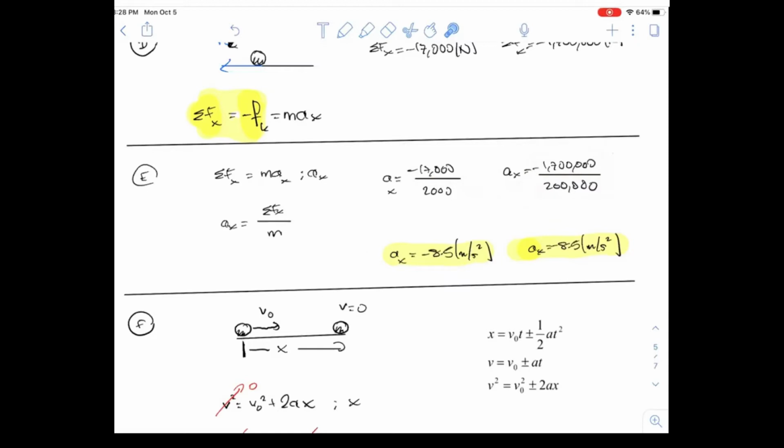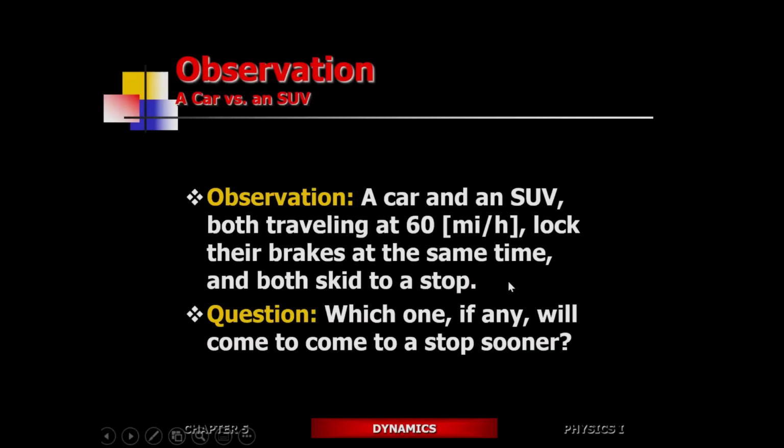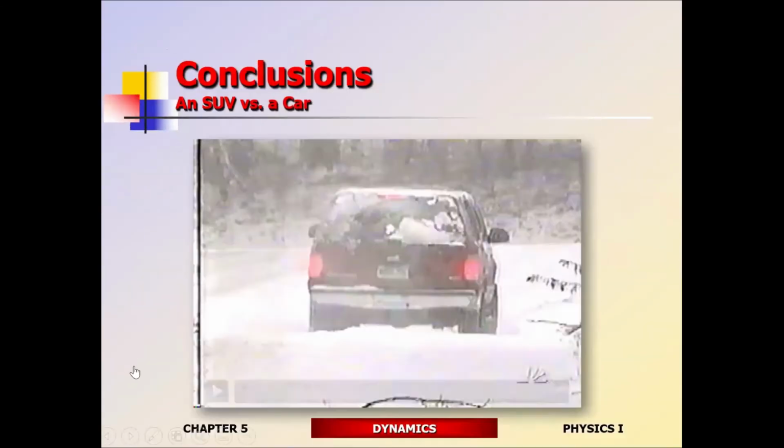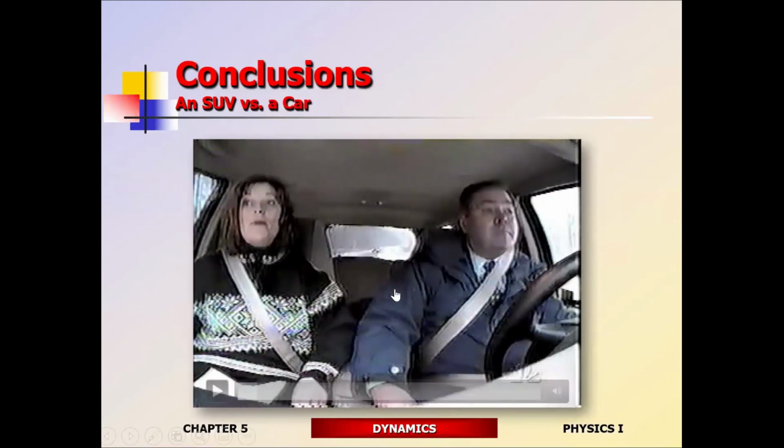So what that means is, in terms of which one is going to come to a stop, the car or the SUV, your common sense will say it's the car. In reality, it should be the same. Yeah, the car is less massive, but the amount of friction it's experiencing is going to be less. The SUV is more massive, which means the amount of friction it's experiencing is going to be more. The SUV is almost 2 times more massive than the car, which means the frictional force is going to be 2 times larger than the frictional force that the car is experiencing. So both of them will come to a stop at the same time.